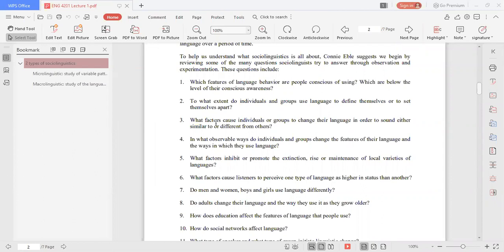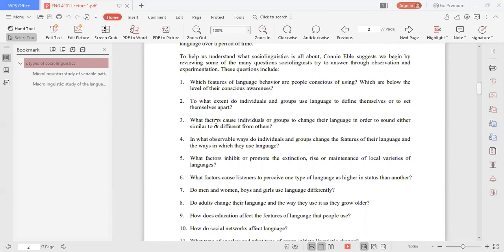Number 4: in what observable ways do individuals and groups change the features of their language and the ways in which they use language? So now here, they will try to find out the observable ways, like how did it happen? And they will observe this change.